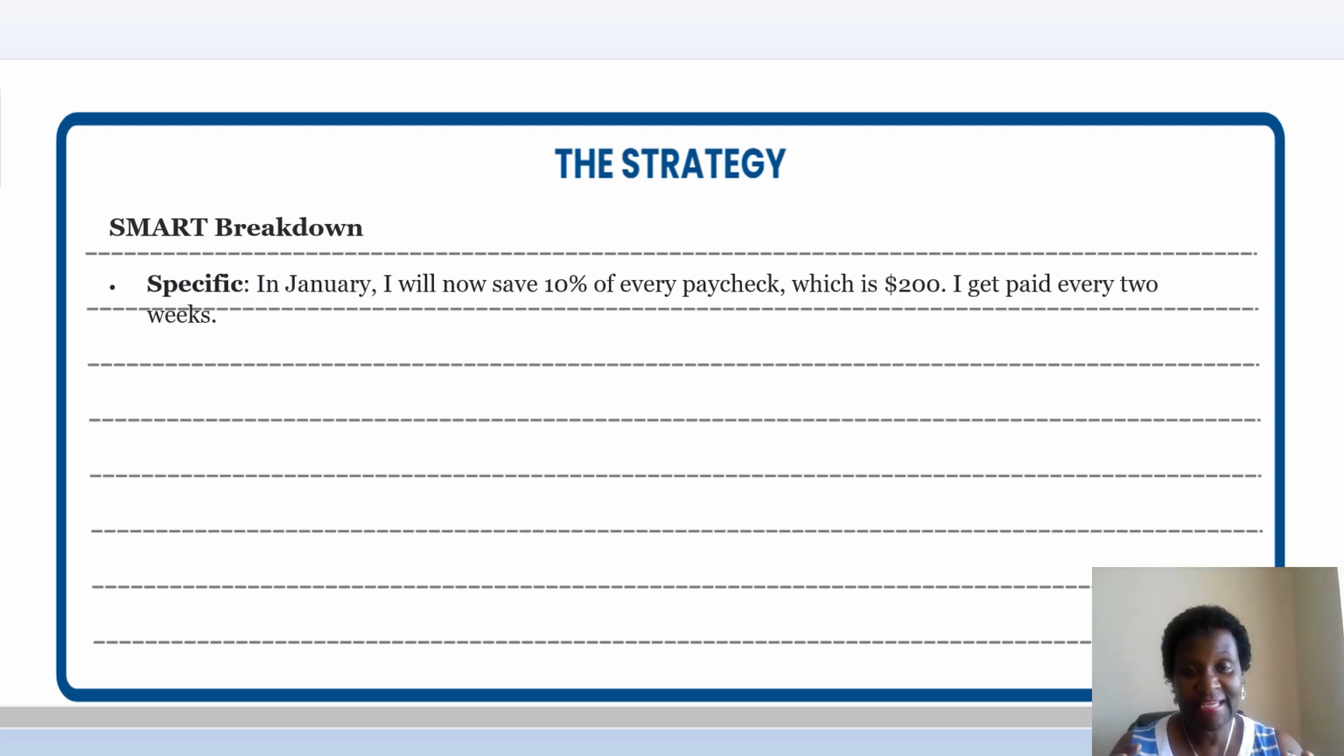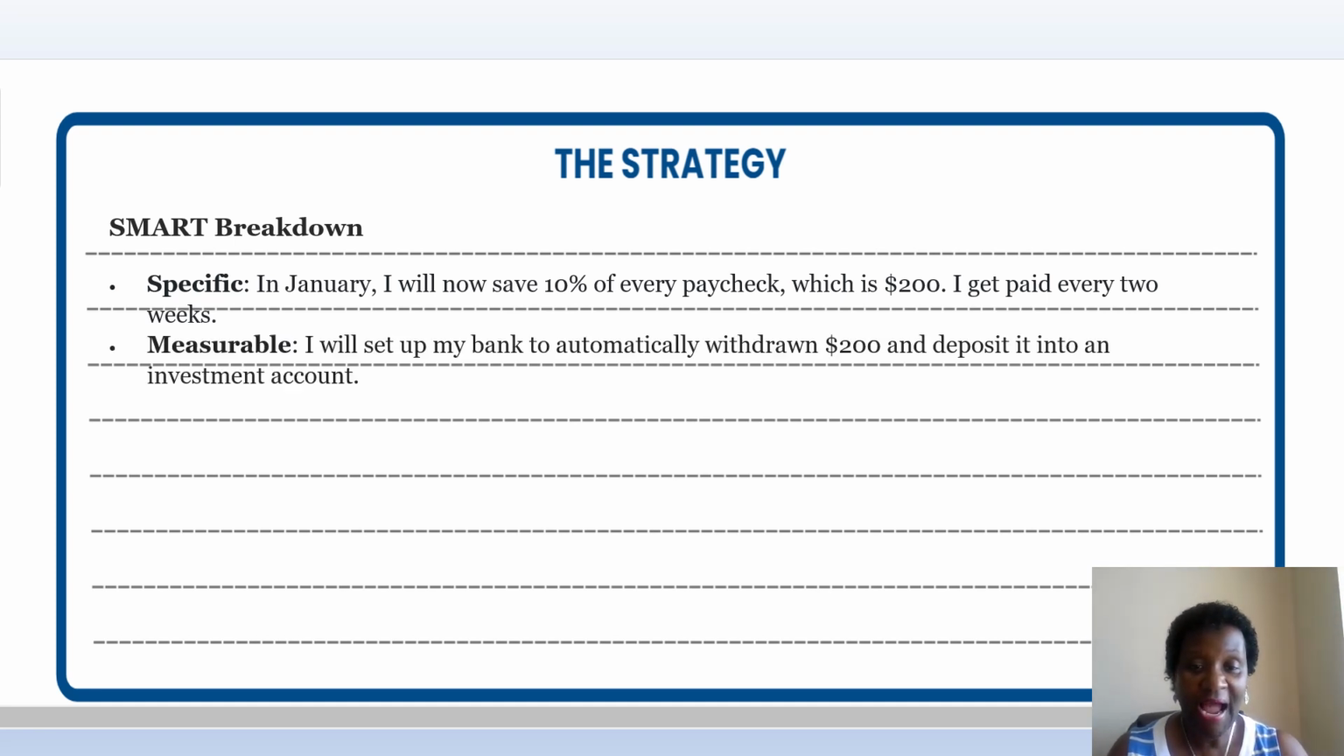So let's take it like this. Specifically, I will start in January. I will now save 10% of every paycheck, which is, and this is hypothetical, $200. And I get paid every 2 weeks. So that's the specific thing. I'm going to start in January. I'm going to save 10%. That amounts to $200, and I'm going to be able to do that every 2 weeks. That's the specific.